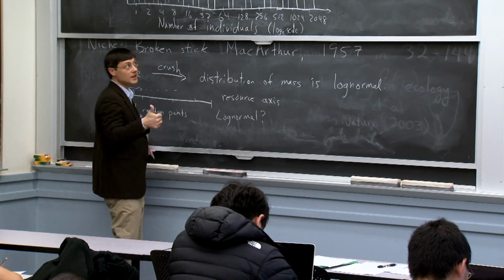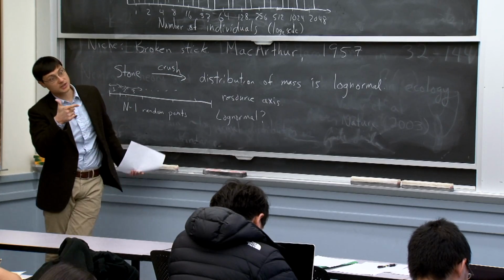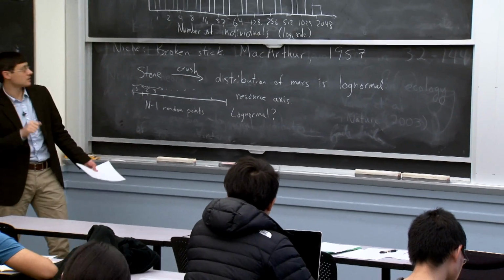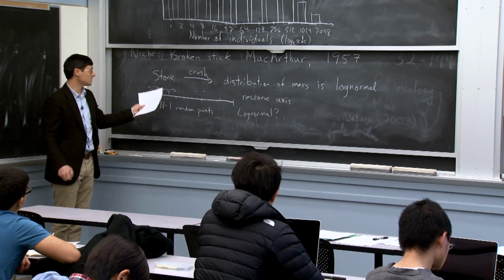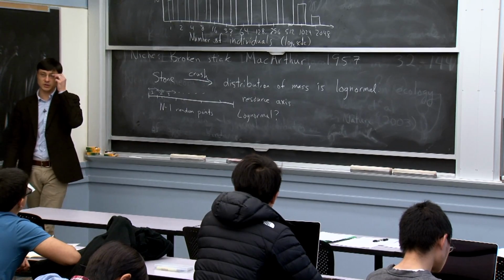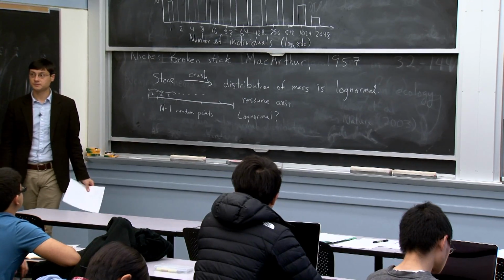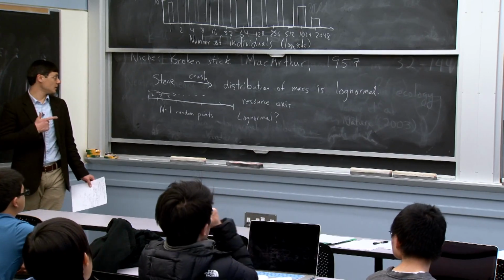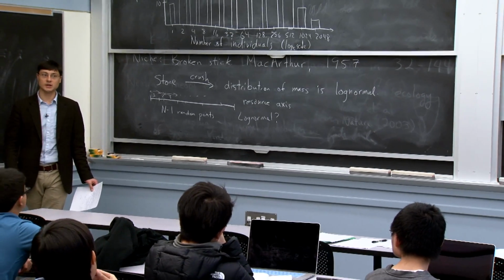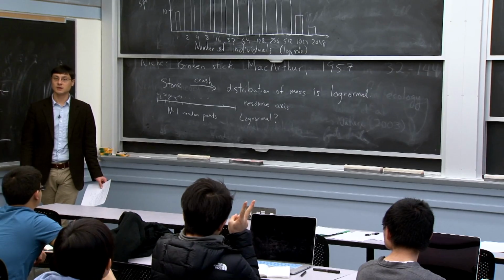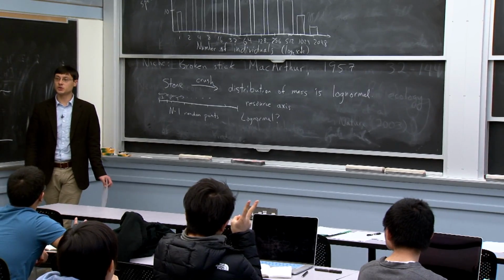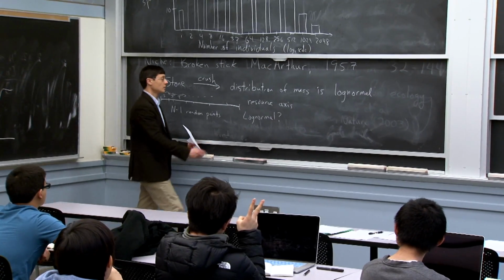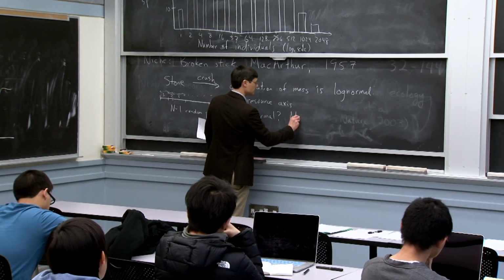All right. Yes and no. Let's think about this for 10 seconds. n-1 random points, log normal distribution. All right, ready? 3, 2, 1. All right, so I'd say that we have a majority saying no. Can somebody say why that is?